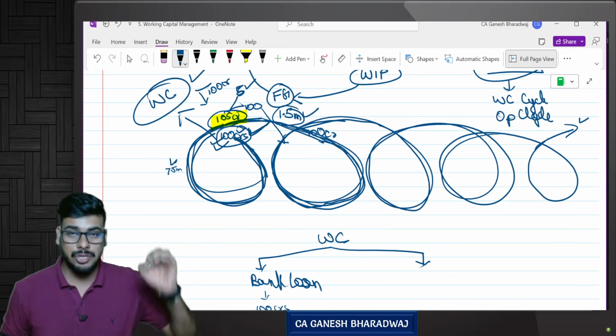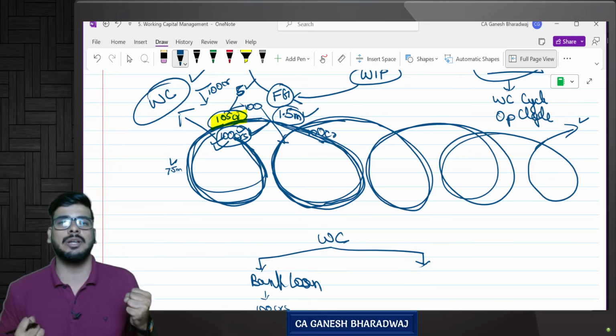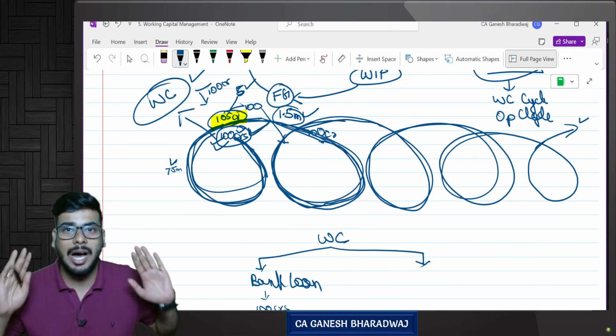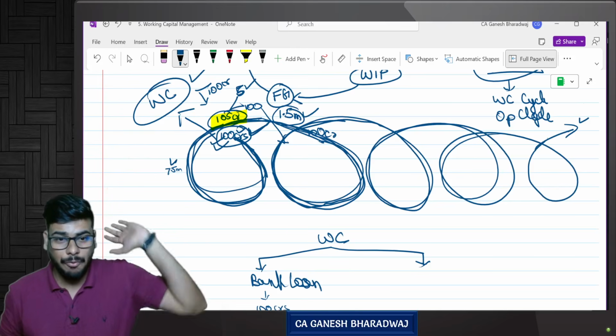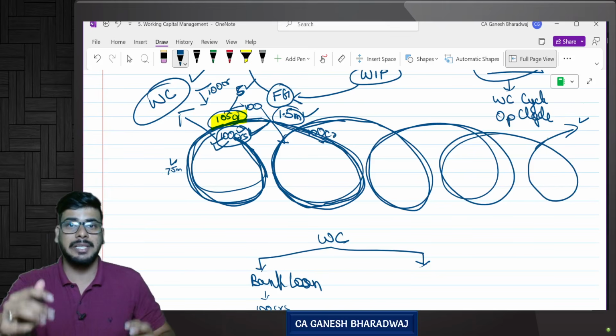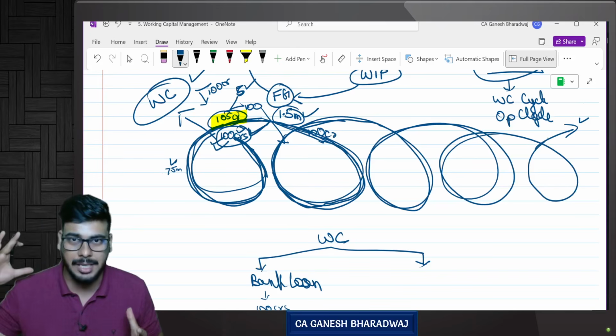Are you clear with this? So technically, when you are borrowing money, when you are funding for working capital, that is also a long-term borrowing only. Are you clear with this, guys? So when I go for sources of finance to fund my working capital, remember that working capital is generally a long-term source of financing, right?